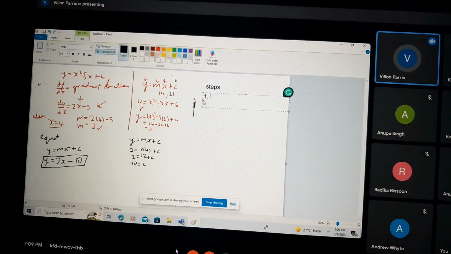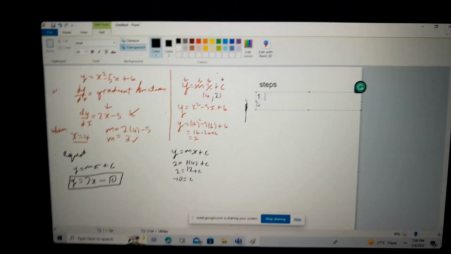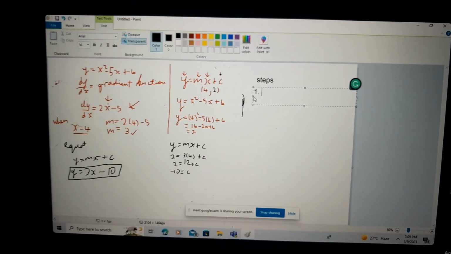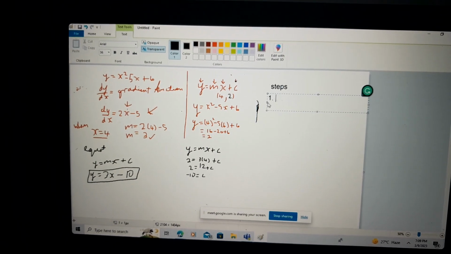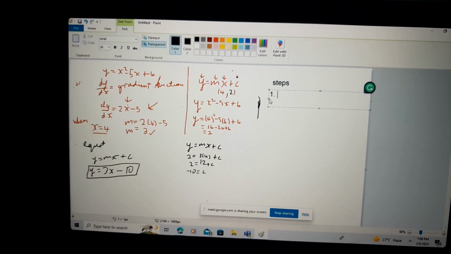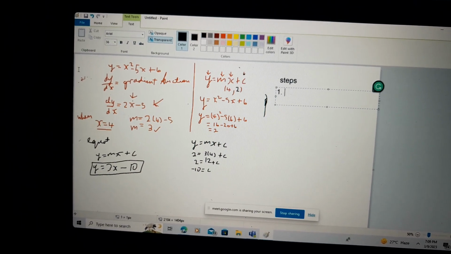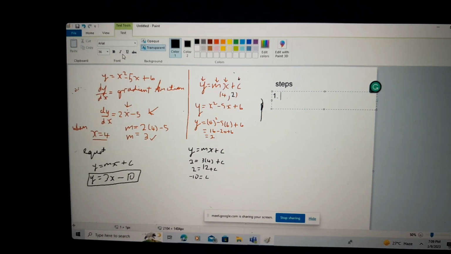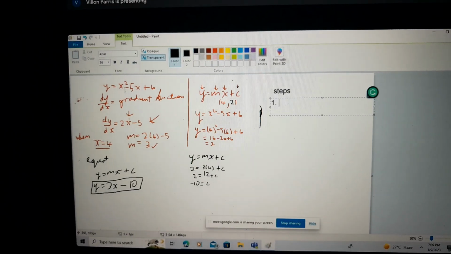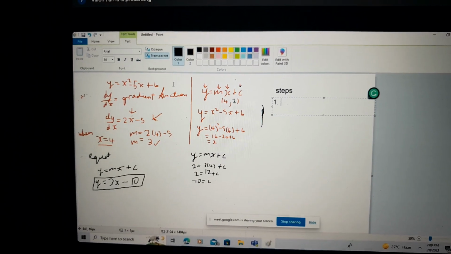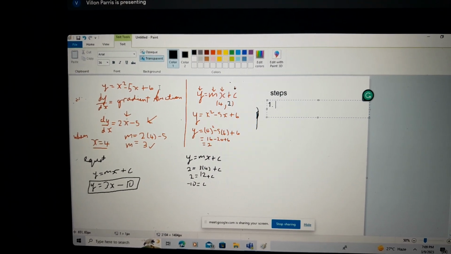So we can talk about the steps. So the first step, if you're asked to find the equation of the tangent at a particular point, what's the first thing we had to do on our journey to finding the equation of the tangent? You're given the curve and you're asked to find the equation of the tangent at a particular point. What's the first thing we have to do?